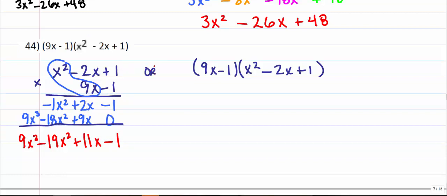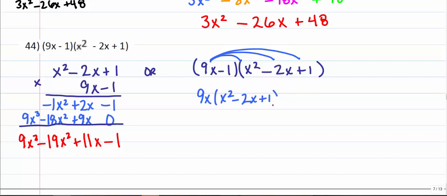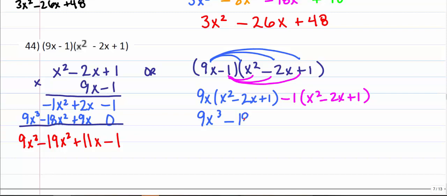So that's one way. If you don't like that way, that's fine. Or you can first do this. You can distribute the 9x, meaning you can do 9x times x squared minus 2x plus 1. And then you can distribute the negative 1, so that'd be negative 1 times x squared minus 2x plus 1. Meaning I'm going to get 9x cubed minus 18x squared plus 9x. And then minus 1x squared plus 2x minus 1.